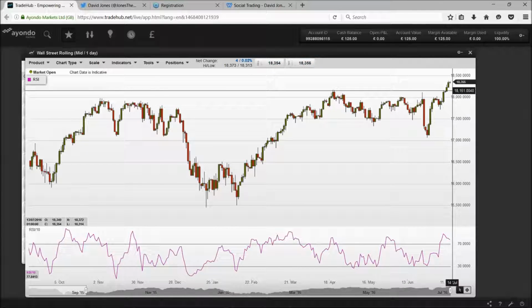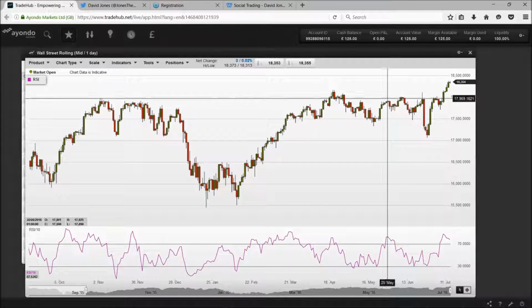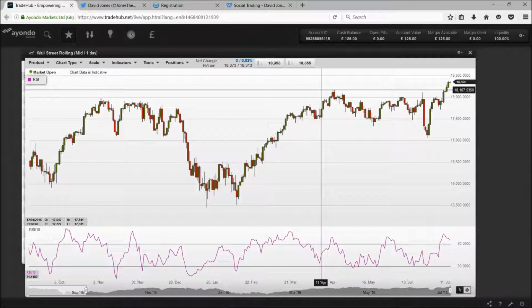Now, if you know anything about basic technical analysis, a market breaking out to new highs is considered a very bullish sign, a level that in the past the market had struggled to get by.